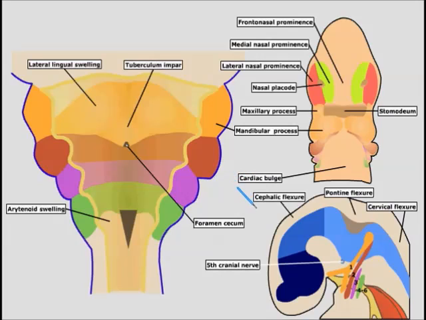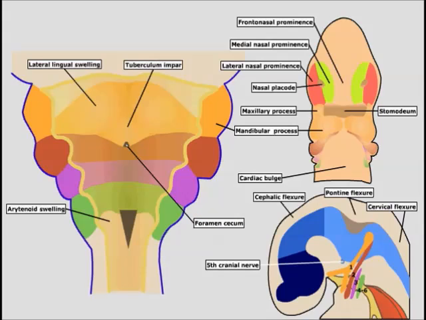The first arch is supplied by the fifth cranial nerve. The second has the seventh. The third has the ninth. And then the fourth and sixth together have the tenth. Remember, there's no fifth arch because it disappears.